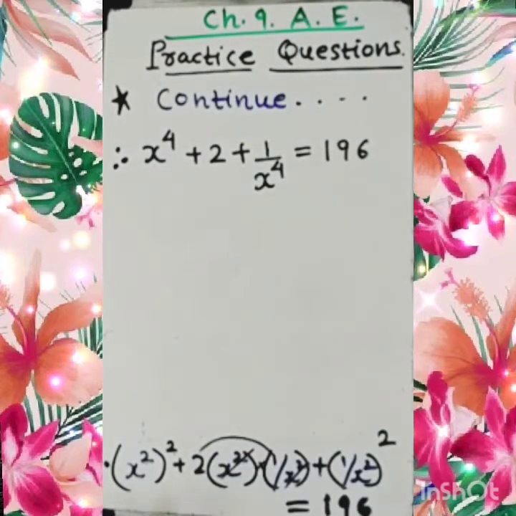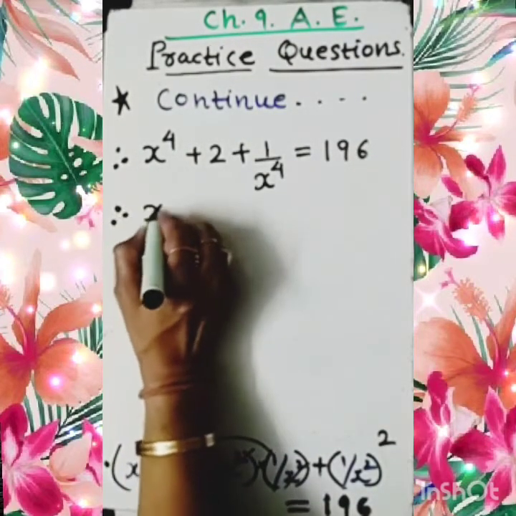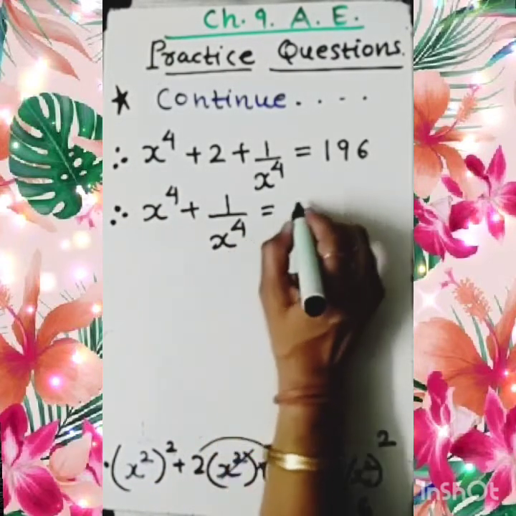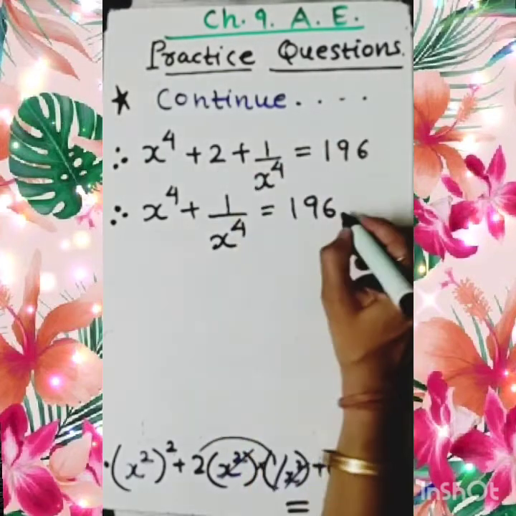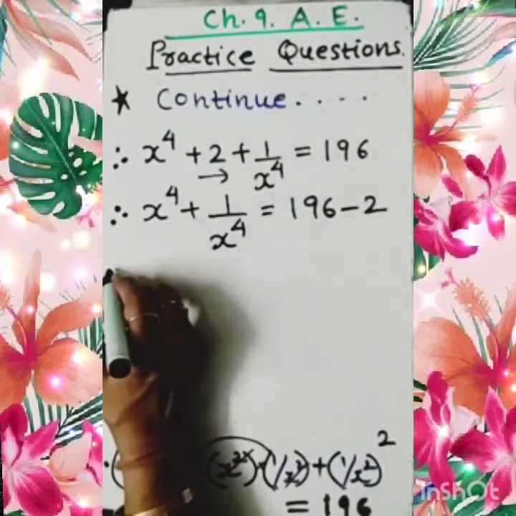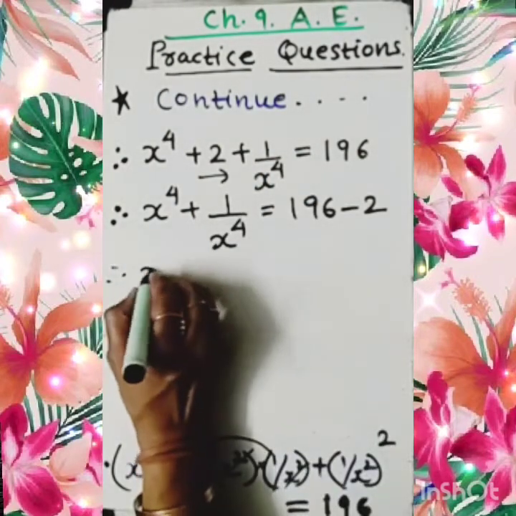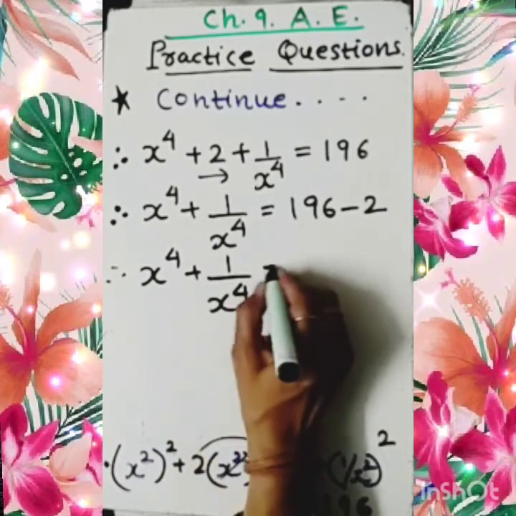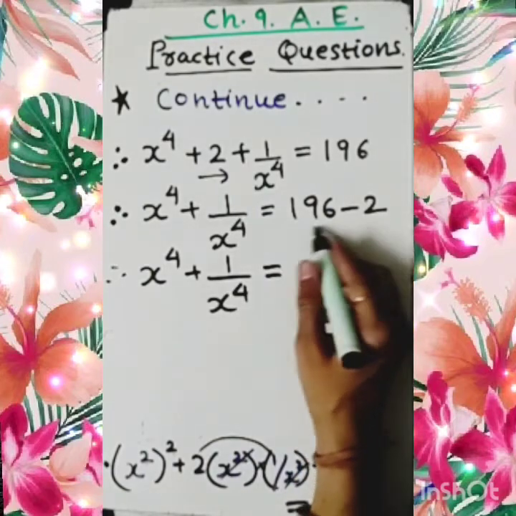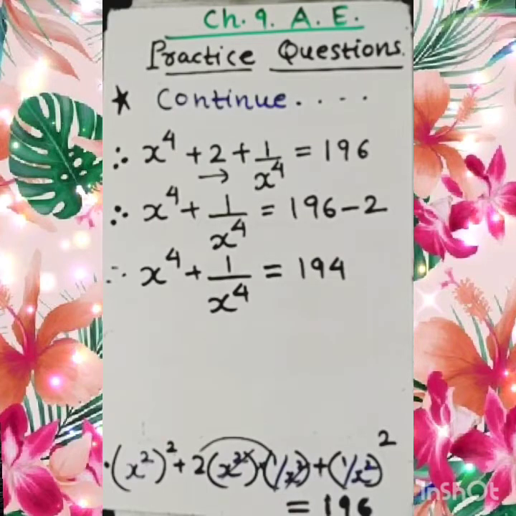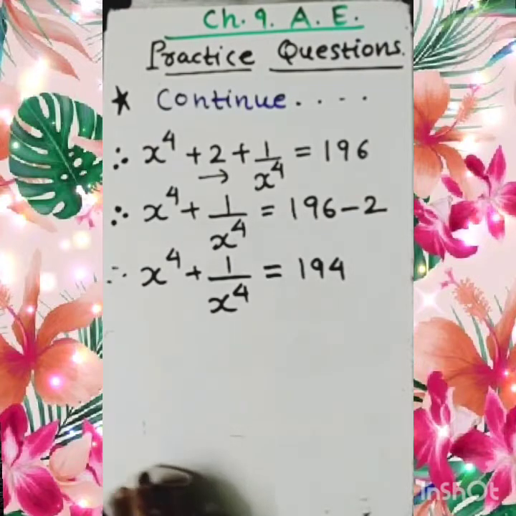That is equal to 196. Fine. Therefore, we need to write x to the power 4 plus 1 upon x to the power 4 equal to 196 minus 2. This plus 2 I am transposing to the right side, it gives the result minus 2. So x to the power 4 plus 1 upon x to the power 4 equals, what is the subtraction of this? The result will be 194.